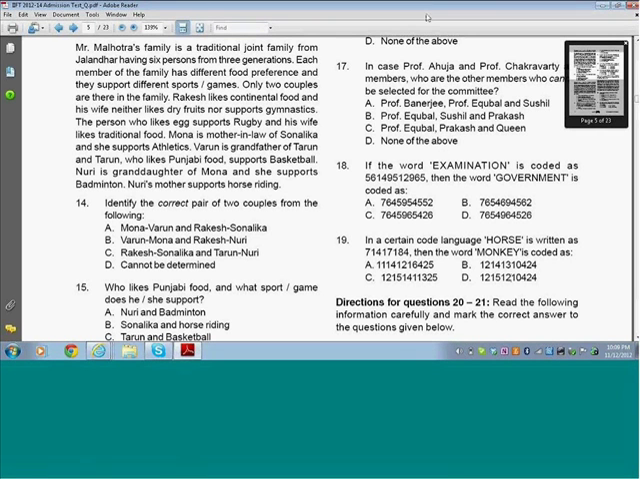Both these choices, B and D, have a 12 out here, which is the code for M. And we know O is 14. This one is 14, this one is 15. So this becomes the correct answer.